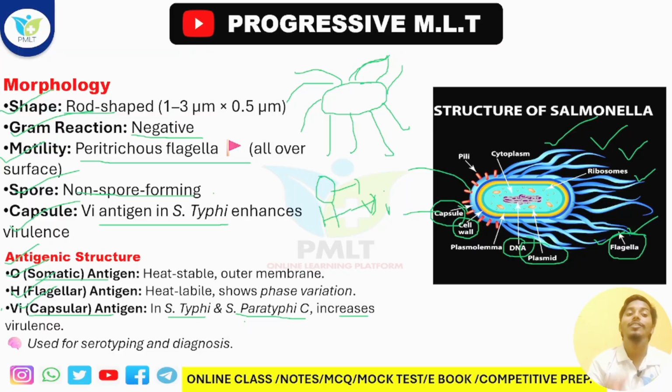Got it? And Salmonella's O antigen, or somatic antigen, is heat stable, meaning it can easily tolerate heat, and Salmonella's H antigen is the heat labile antigen. It cannot tolerate heat. Got it? That's all about the antigenic variation.